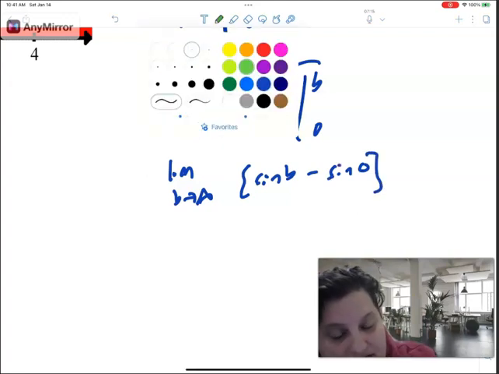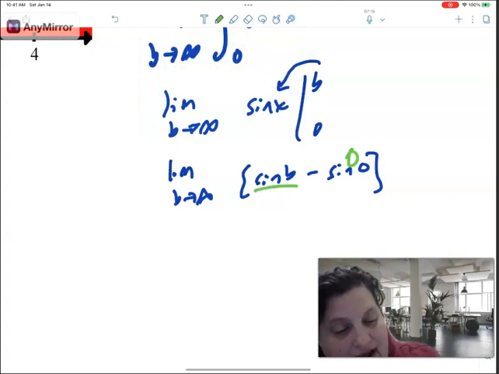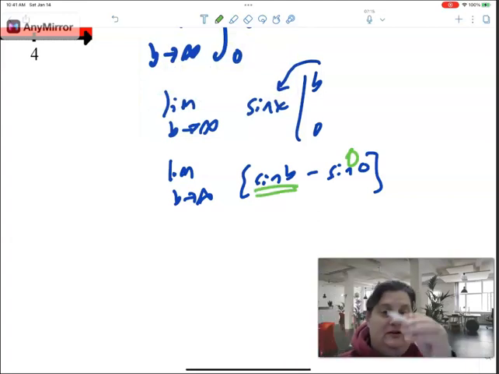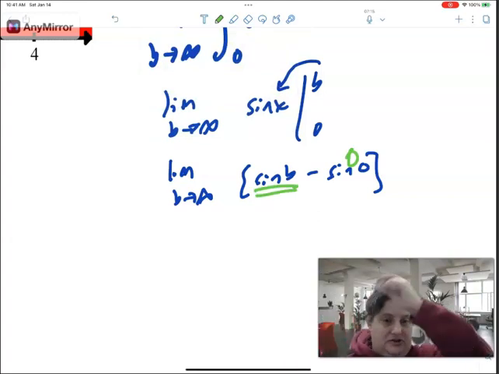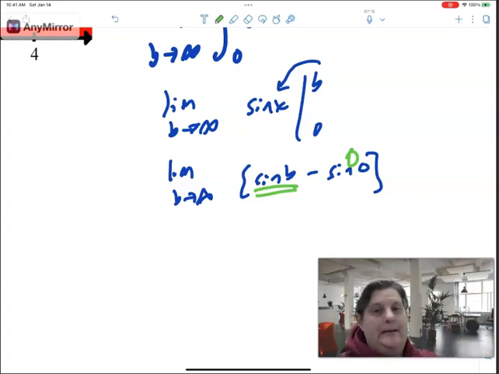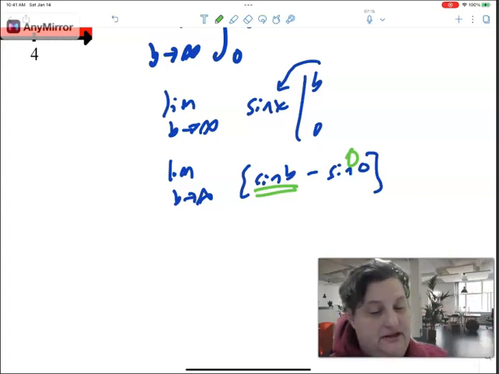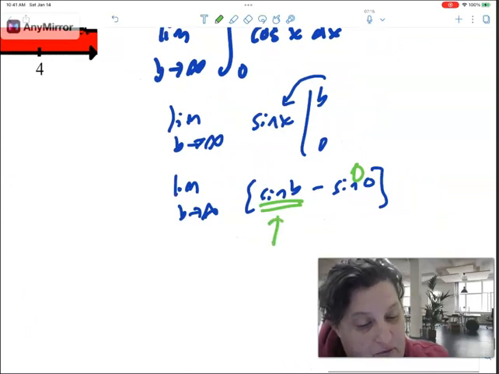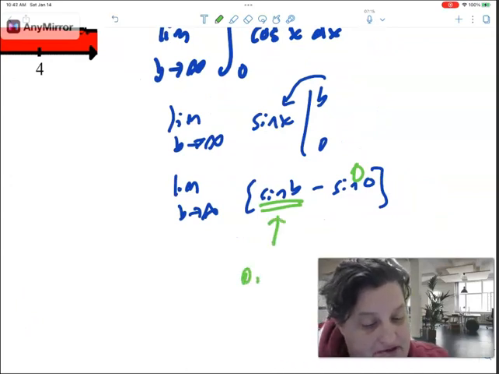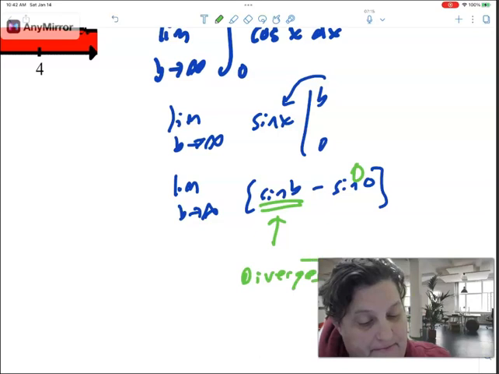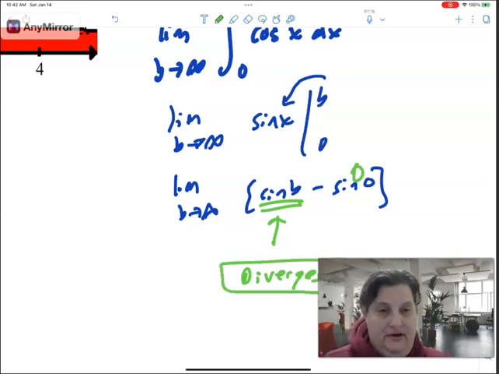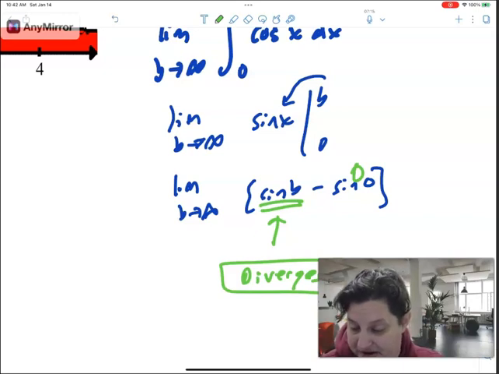Well, the sine of 0 is 0. Now, as b goes to infinity, does that settle down? Well, no, because sine just keeps going like this forever and ever. So it's oscillating, and it oscillates forever. So we don't have a limit as b approaches infinity for sine, because it just keeps going up and down, up and down, up and down, so this diverges.